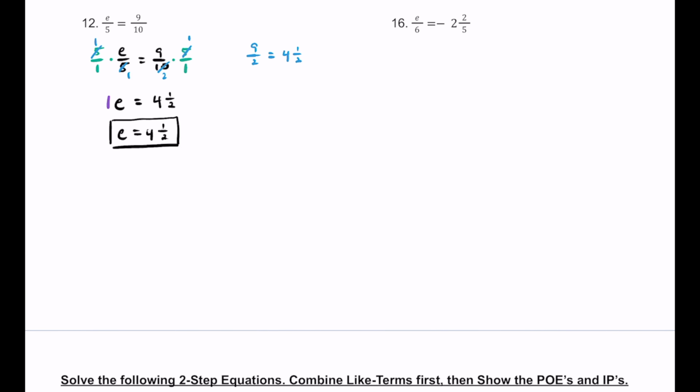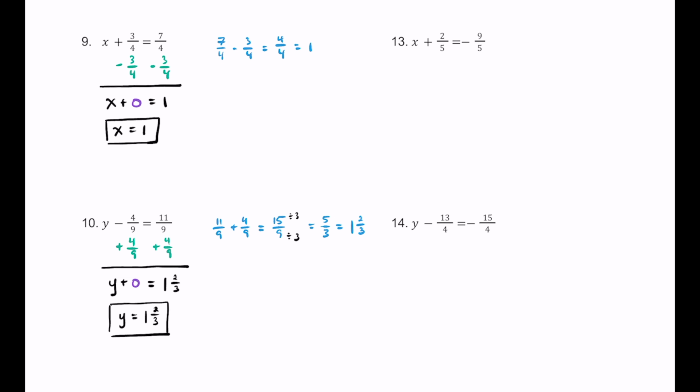Okay. For number 13, let's see what we got here. It looks like we are going to subtract 2/5 from both sides of the equation. That's a subtraction property of equality. If we subtract 2/5 from both sides, we're going to get x plus, and we're going to get 0 on the left side. They cancel out.